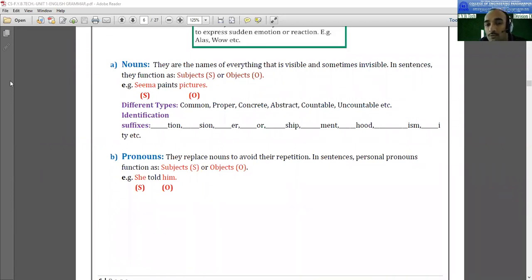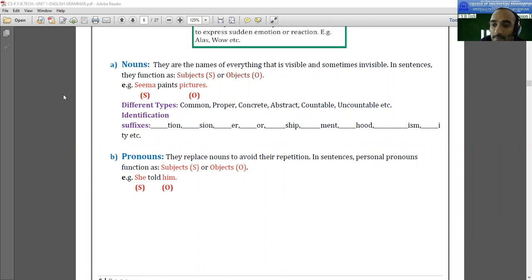So nouns are the words or the names of everything that is visible or sometimes invisible. Visible or invisible, any thing, for identifying it we use nouns.